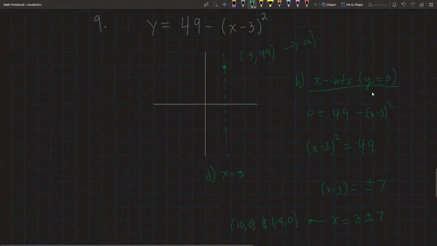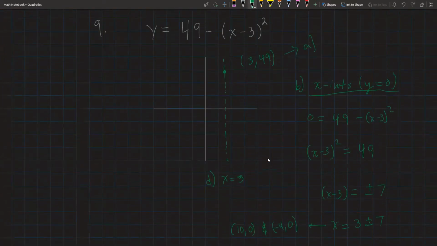Two points, as we should expect, since our parabola is going to be curving downwards, we should expect it to pass through those points. Now let's make sure we do them correctly. If this is x equals 3, then (10, 0) is 7 units to the right. Let's say it's way over here. Let's say that this is (10, 0).